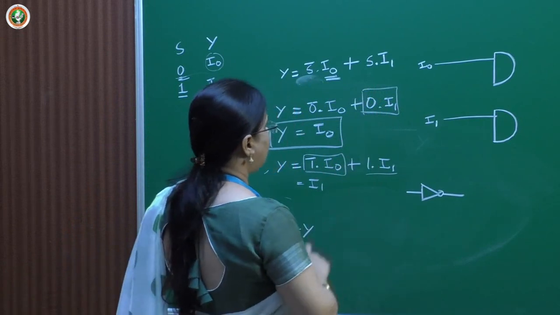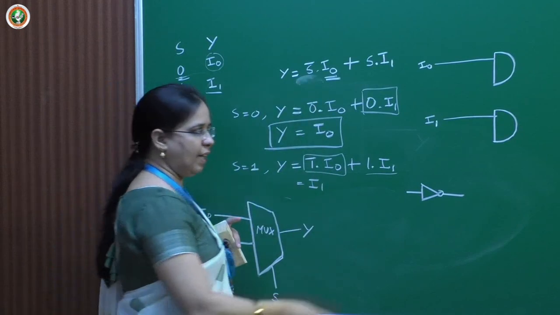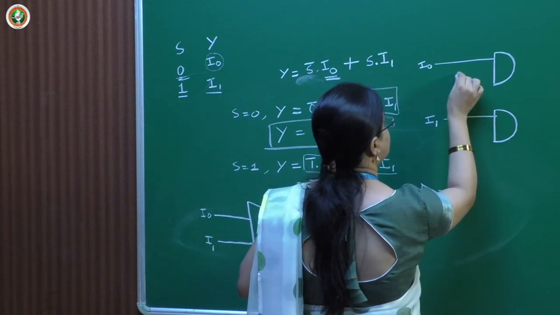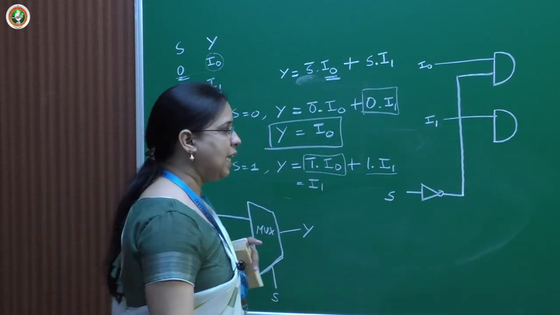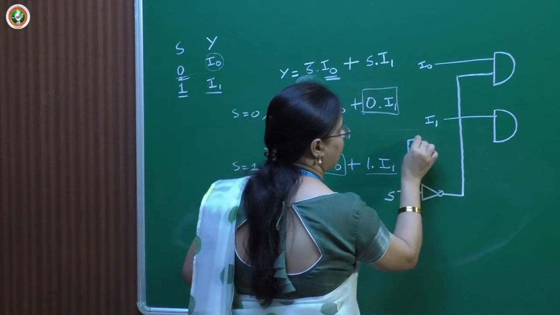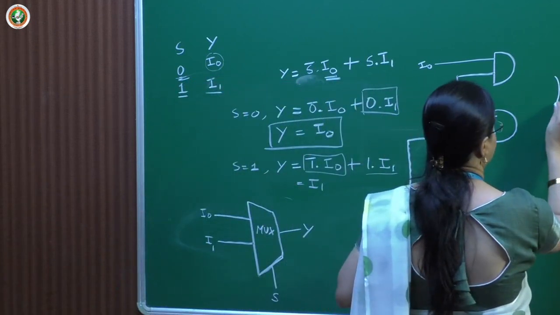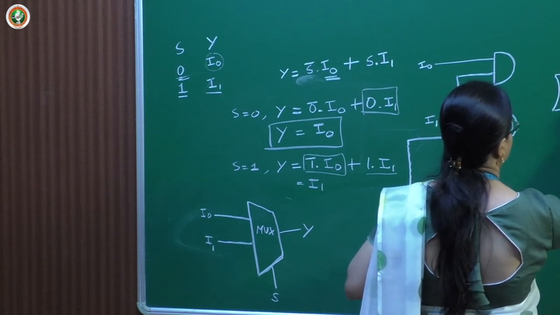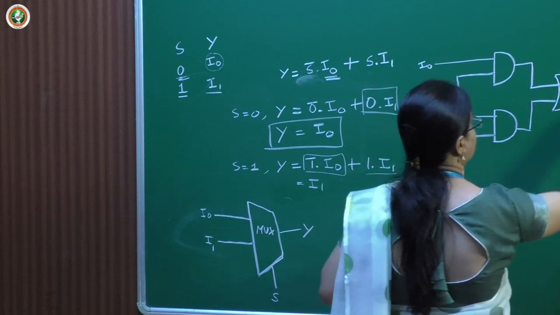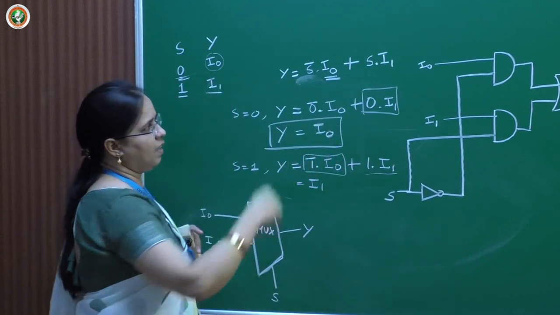So now, when I0 is selected, I0 is selected with S bar. If this is S, then S bar means what should I do? I have to connect this to this. Then if S is 1, what do I want to do? I want to connect it to the second AND gate. Then it is a sum of products representation. The output from these two AND gates will be given as input to one OR gate, and this will be my Y. Okay, let us try to verify the same thing with the help of a circuit.